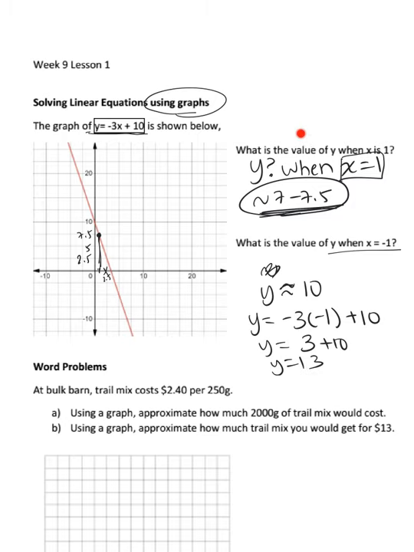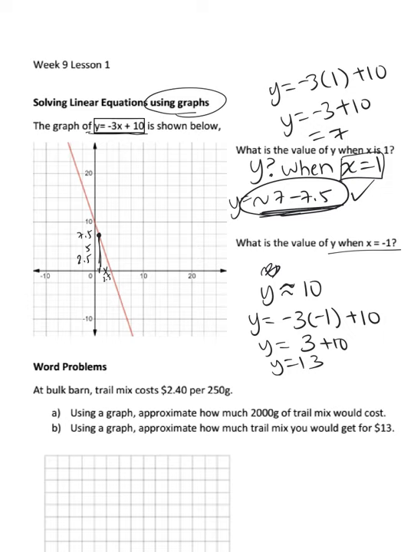Same thing, we can check this one algebraically by just plugging in the value of x. And y is equal to -3 plus 10, which is equal to 7, and our approximation is very close to that. So you can solve equations using graphs by reading the graphs, and then you can confirm it by solving it algebraically, which you're familiar with doing.